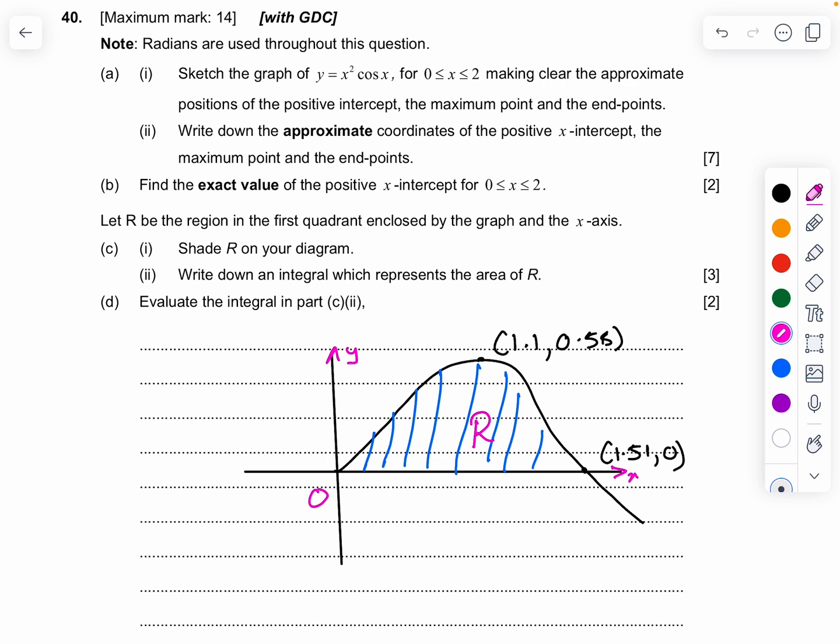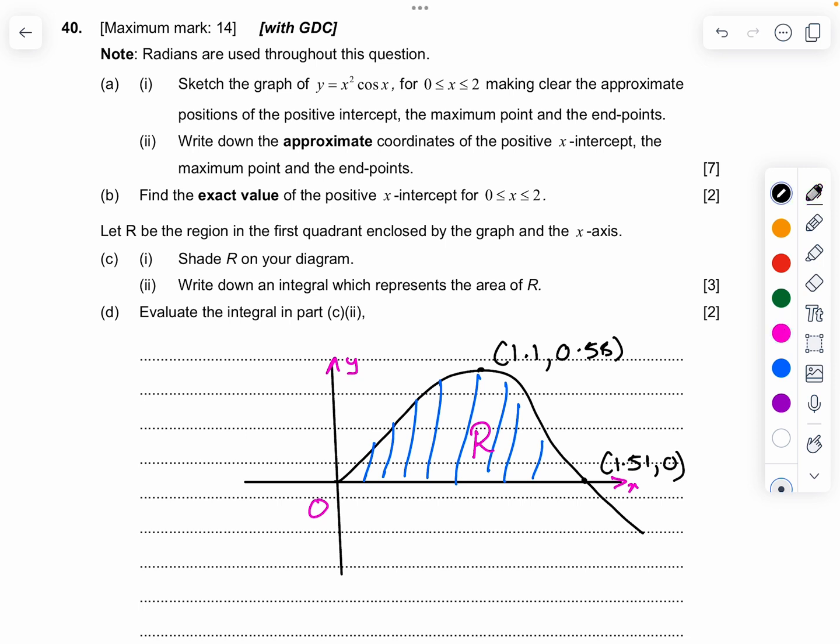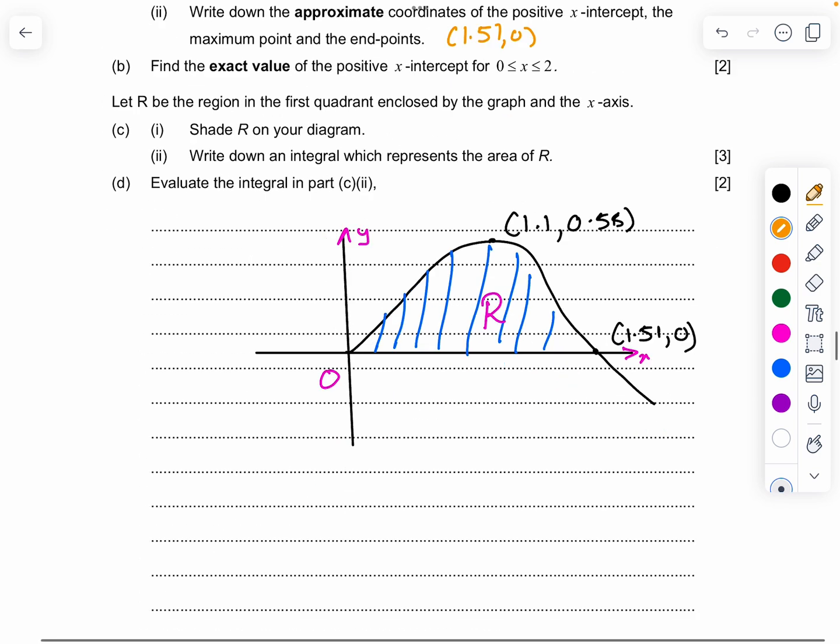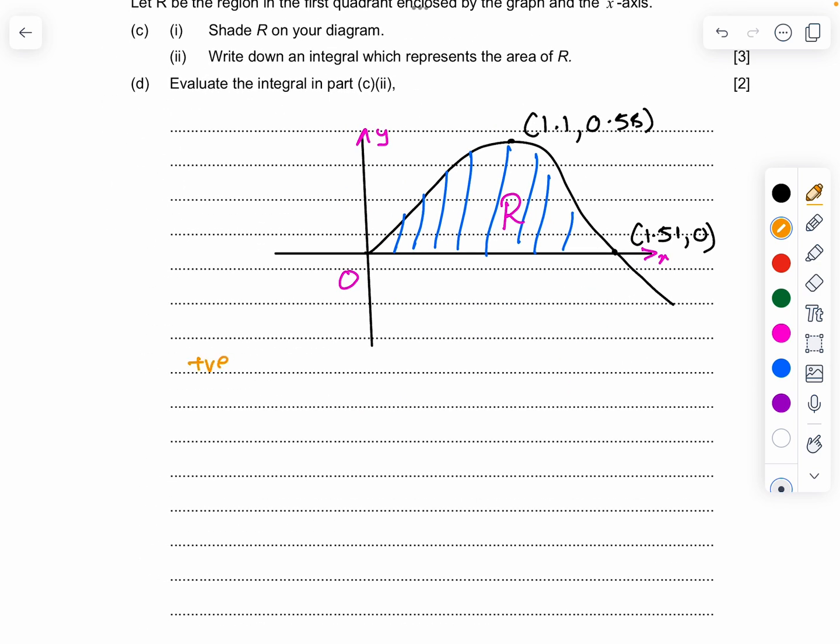Now for the part 2. Approximate coordinates of the positive x-intercepts and y-intercepts. So what does it become? 1.57, 0, so positive x-intercept is 1.57, 0, and maximum point is 1.1, 0.55. Endpoints will be 0, 0, and 2, -1.66.